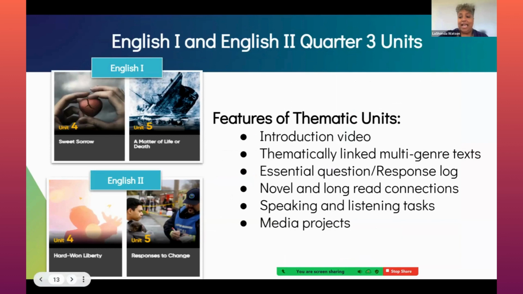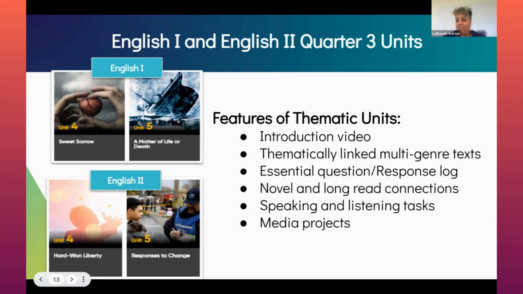So HMH has 6 thematic units of study. Within the 9-week grading period, 2 units will overlap, as you can see. For Q3, English 1 will do Sweet Sorrow and A Matter of Life and Death. English 2 will do Hard-Won Liberty and Responses to Change.